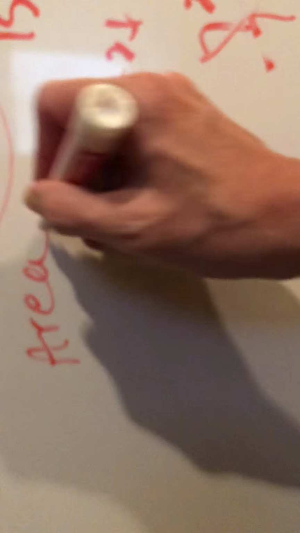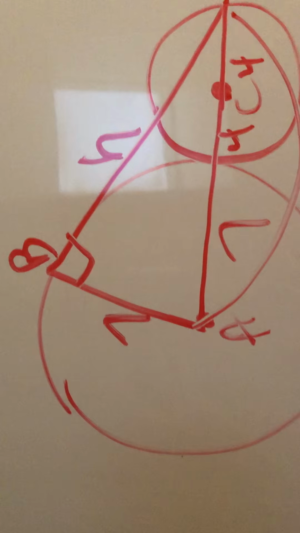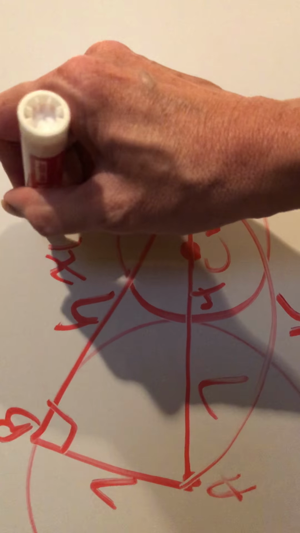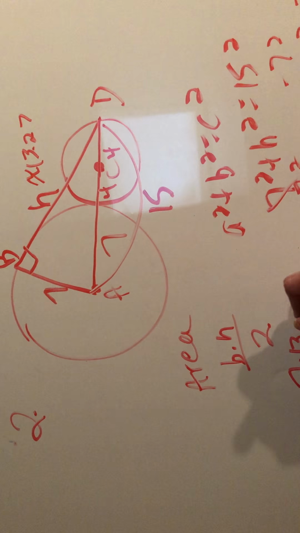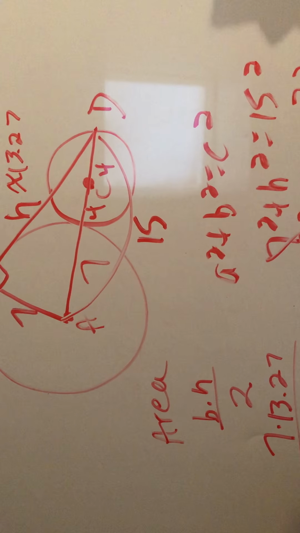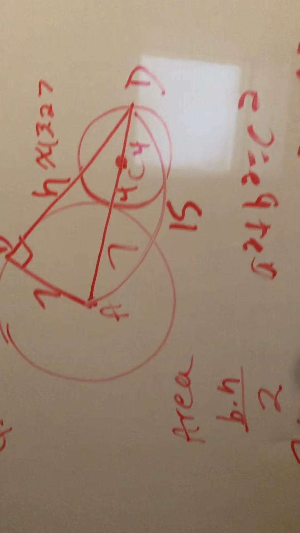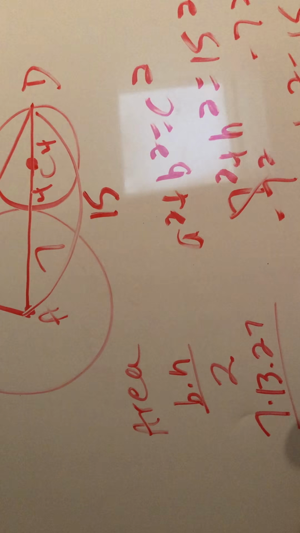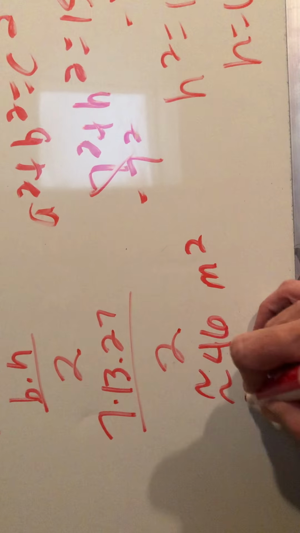Now make sure you finish this and actually find the area. The area of the triangle is base times height divided by 2. Your base is 7, your height is now about 13.27. So you would do 7 times 13.27 divided by 2. That gives me about 46. I'm supposed to round it to the nearest square meter, so I round it to 46 meters squared.